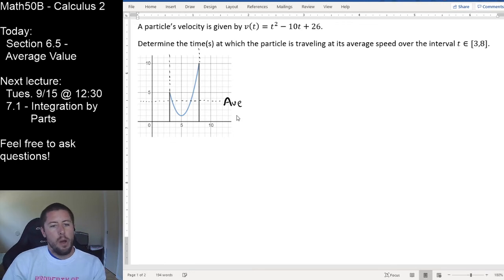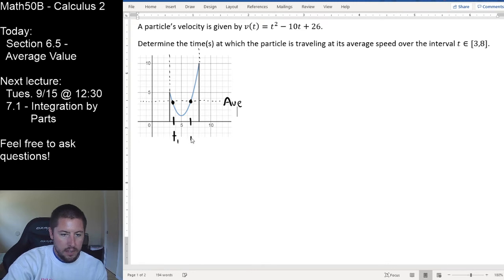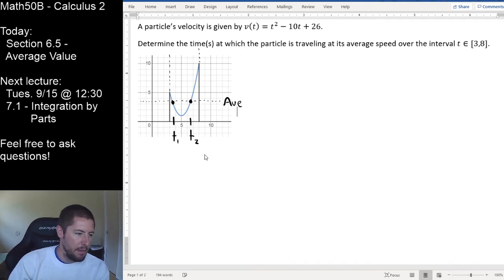But notice in this problem, I wasn't asked what was the average velocity. I was asked at what times was the particle traveling at that average velocity. And what I can see now based on this average velocity height right here at this average time is that it looks like there's probably going to be 2 locations where that happens, right? So I'm thinking to myself, this should be my time 1 of interest, and this is going to be my time 2 of interest. Our goal is to identify those 2 t values that are sitting down there. At what time was our particle traveling at its average velocity over that time interval right there?